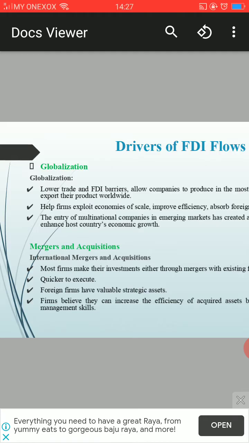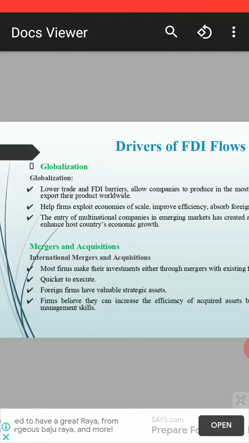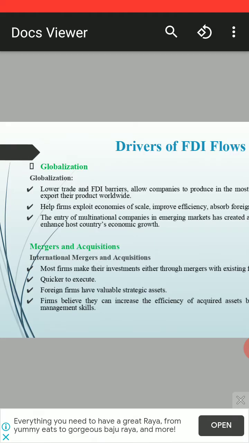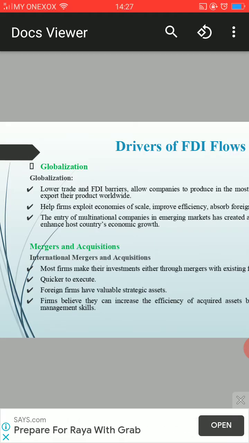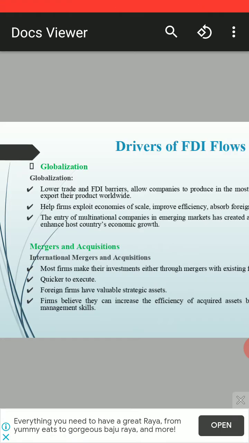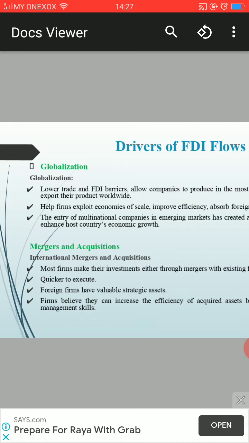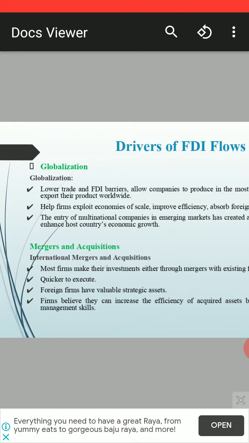So another way of FDI is merger and acquisition. Merger is penggabungan, and acquisition is pengambilalihan. As we know, most firms make their investment by doing merger and acquisition. Why? Because the company already exists. You want to invest in the foreign company, and the company is already there. So the multinational company just needs to take over, and then they just continue the business. If they don't do it, the rival will do it.